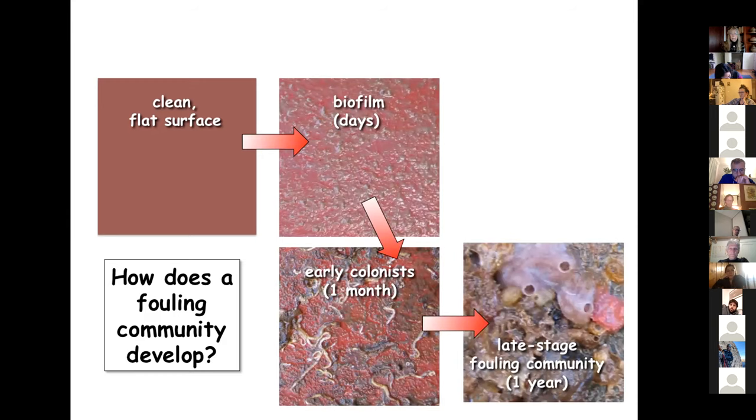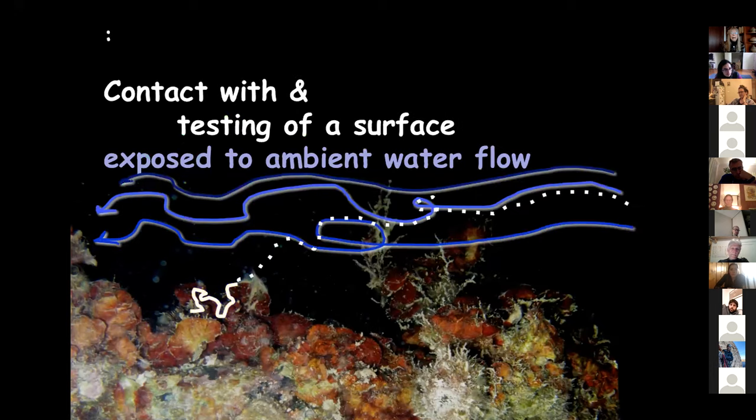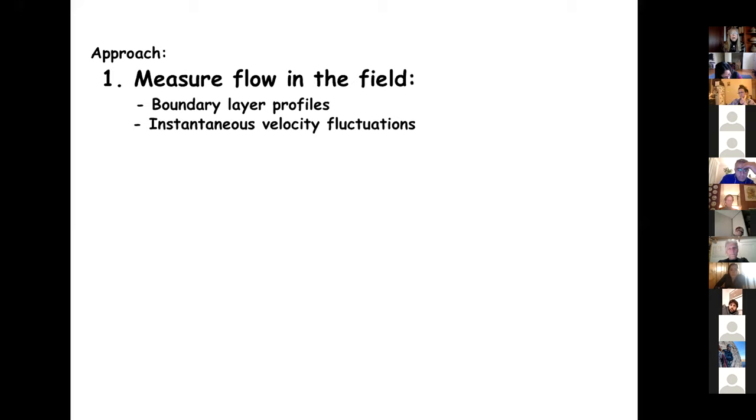And after about a year, you have a complex, very rugose community of sponges and sea squirts and barnacles and all kinds of things. So a very critical step in the process of larval recruitment to a surface in a fouling community is contacting the surface and testing the surface to see if it wants to stay. And of course, what we care about is contact with and testing of a surface exposed to ambient water flow, not still water.